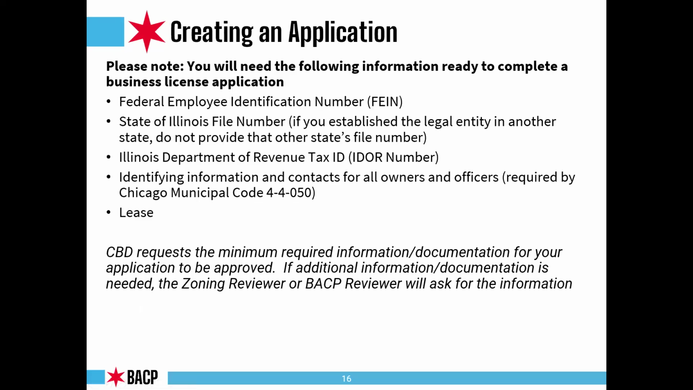So when you're gathering your information to start the application process, here are some of the things that you are going to possibly need to provide in order to continue with the application process. One is your federal employee identification number, which will sometimes be referred to as your FEIN or your FIN number.